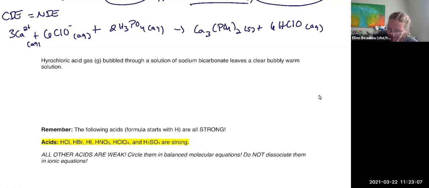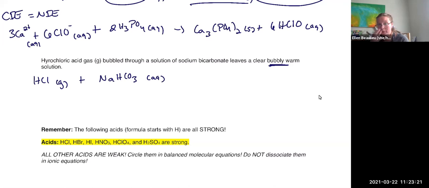Hydrochloric acid gas is bubbled through a solution of sodium bicarbonate, which leaves a warm, clear, bubbly solution. Bubbly means I get some bubbles. So when I do this double replacement, sodium is going to hang out with chloride. I know that's a soluble compound. Hydrogen is going to hang out with HCO3.